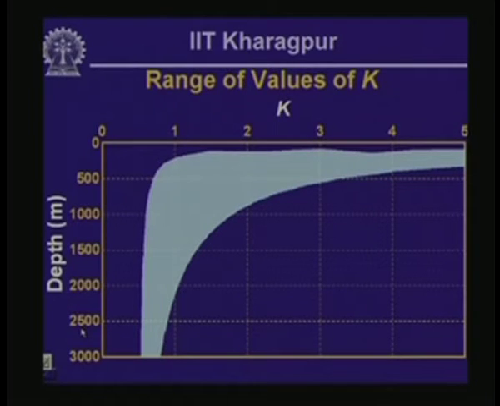This is a plot of the range of values of K. If you recall, K is the ratio of the horizontal effective stress to the vertical effective stress, and you can see that the value of K could be quite large near the surface. As you go deeper, K becomes smaller than 1, and horizontal stress becomes relatively smaller as the depth increases substantially. Okay.